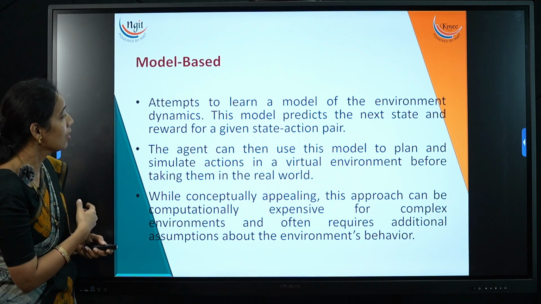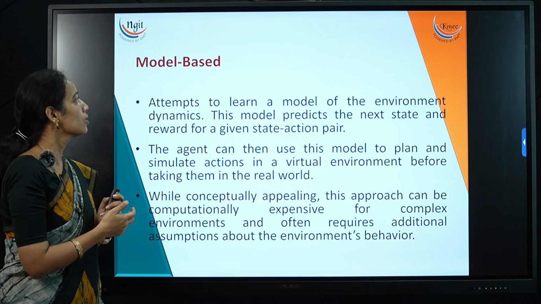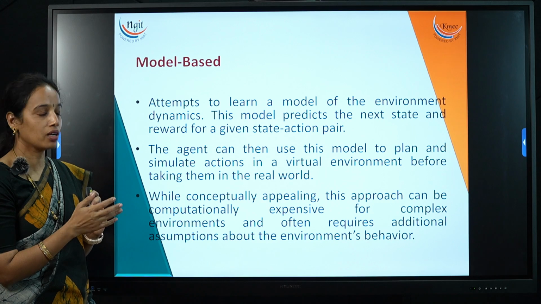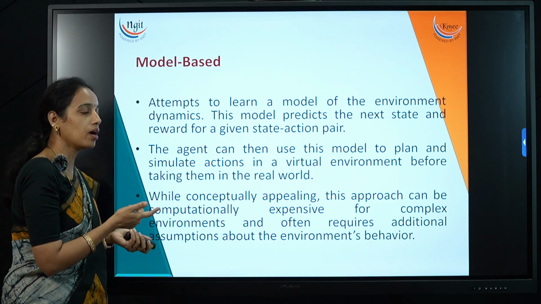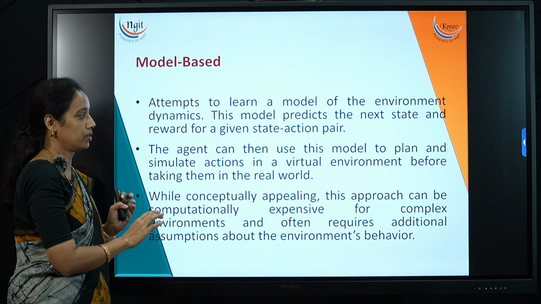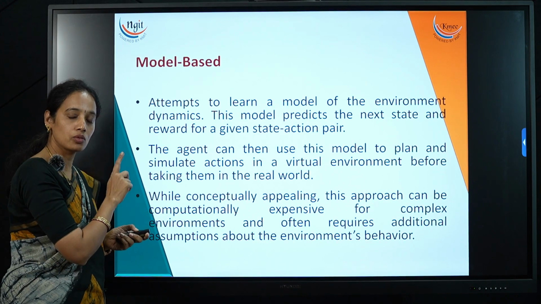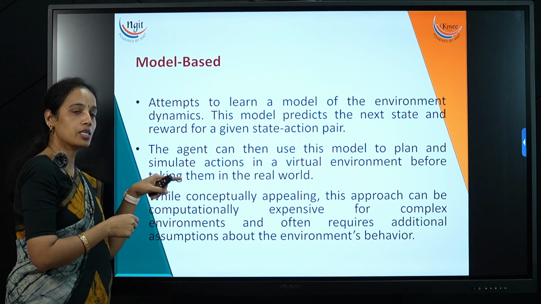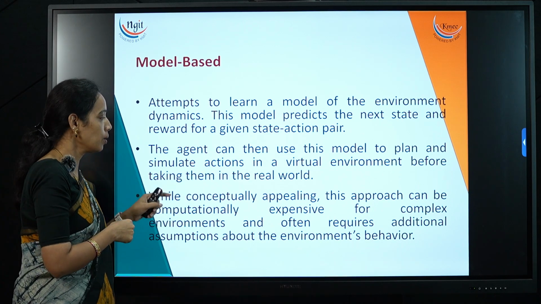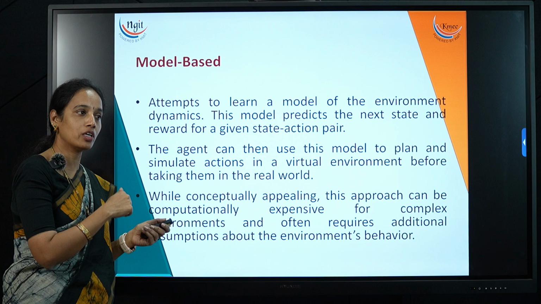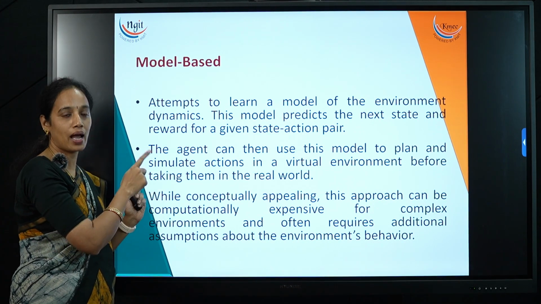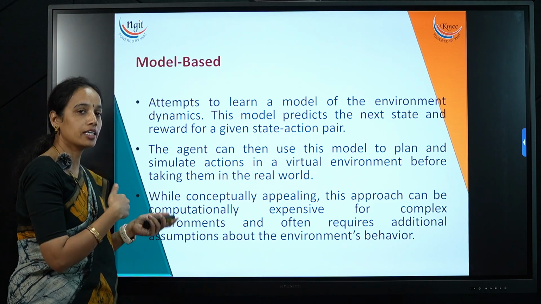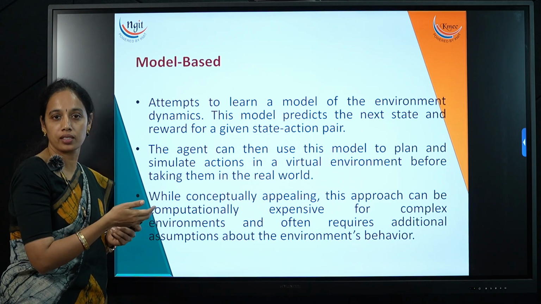And the next one is model-based. Here, model-based attempts to learn a model of the environment, and this predicts the next state and reward for a given state-action pair. The agent can use this model to plan and simulate actions in a virtual environment before taking them in the real world. Before taking them into the real world, it will start simulating some actions in that virtual environment, and it is going to see whether any problems are there or not.